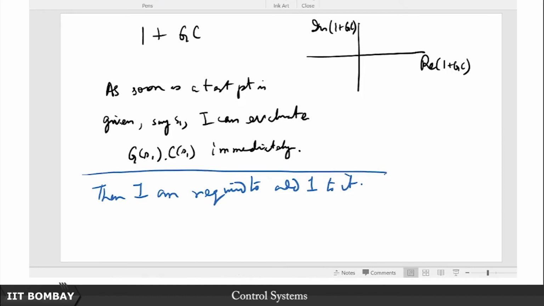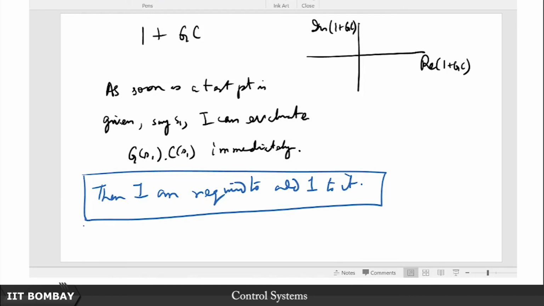Now this is where I take a bit of an exception. Why should I do this? Open loop wise it does not make much sense, no. It is just that this rule tells us that this 1 plus GC is giving us the closed loop transfer function's poles; the zeros of 1 plus GC are giving us the closed loop poles. So that is why we are having to do this.